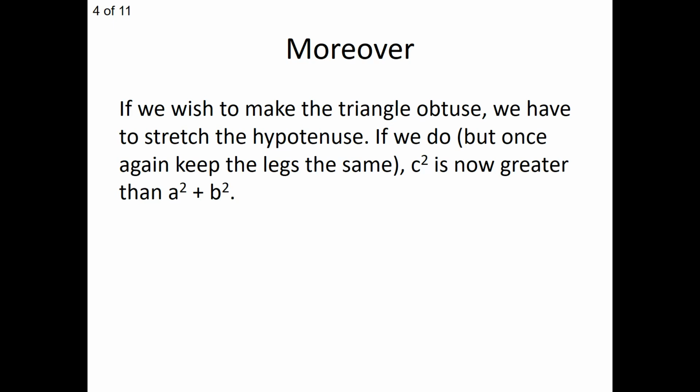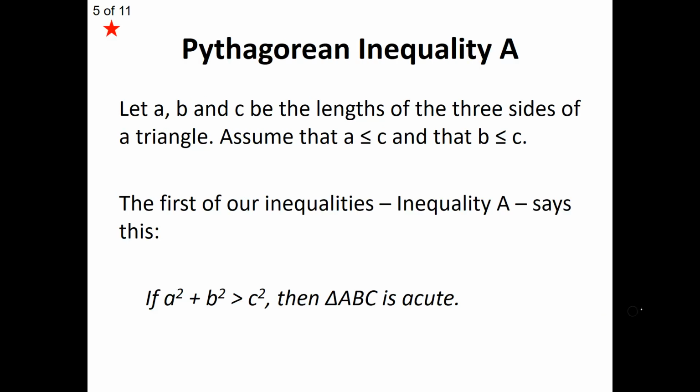And how it's determined is by looking at, is a squared plus b squared greater than c squared, or is a squared plus b squared less than c squared? So let me introduce you to our first inequality, the Pythagorean inequality A, where the A stands for acute.